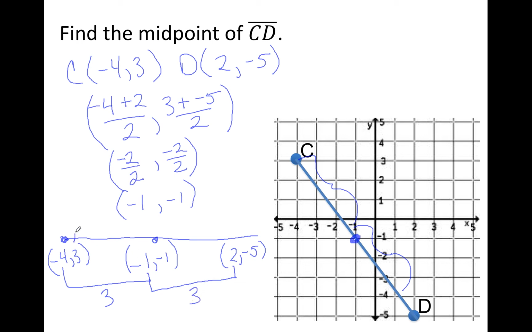If I check my y values, from 3 to -1 on a number line, I will go down 4. And then from -1 to -5 is, again, down 4. So I'm moving the even amounts, which is going to be significant when we do my next problem.